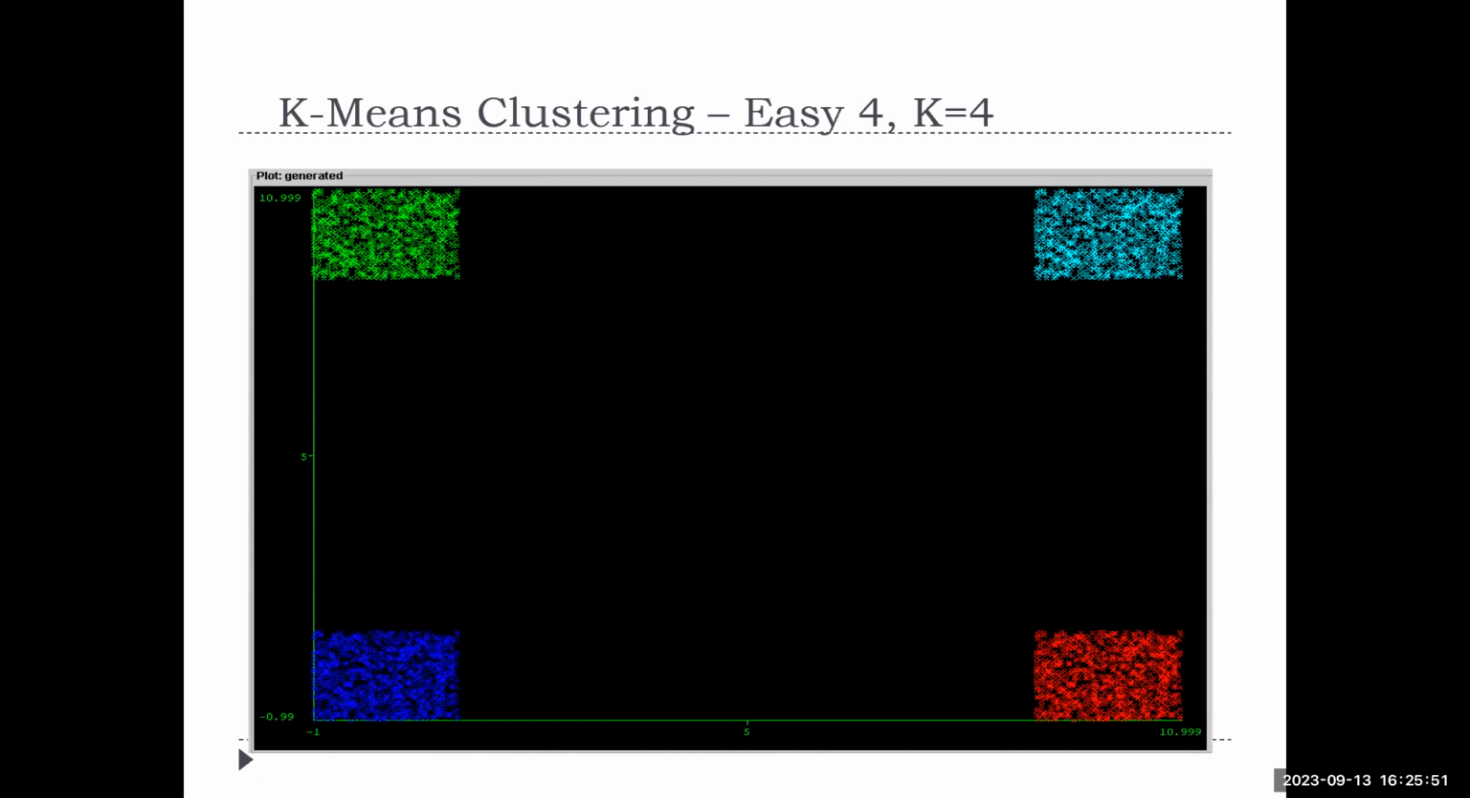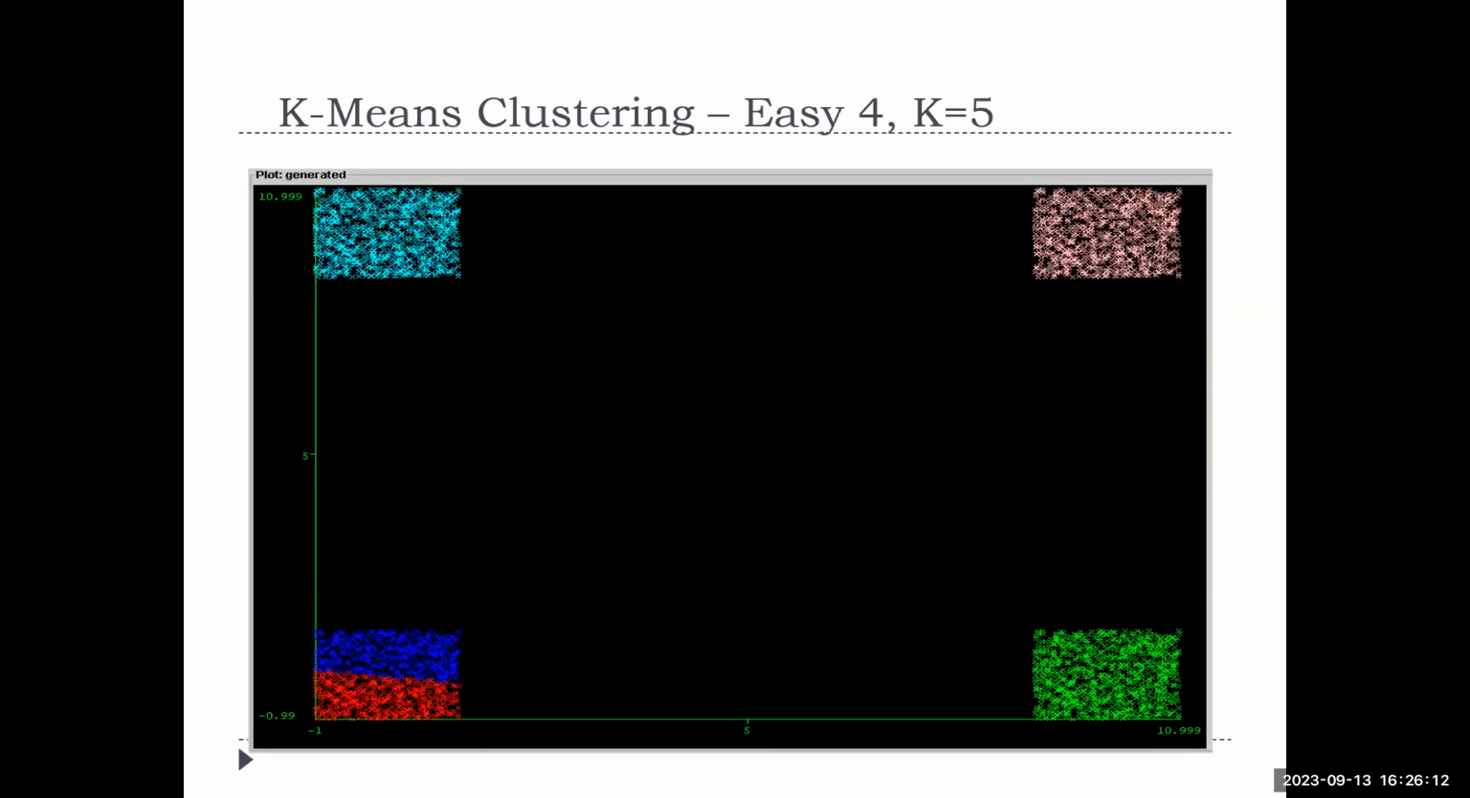So this is 4 clusters. Top left, top right, bottom left, bottom right. If you use k is equal to 4, these are the 4 clusters you are going to get. No problems, right? So k-means is perfect for this. If you make it 5, one of the clusters will be split. In this one, the bottom left cluster is split into 2. But that's the way it's going to be.